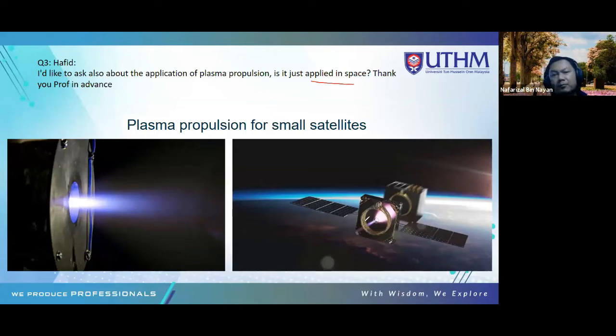So that's why they have proposed this kind of plasma propulsion, because you can produce the plasma by just having the electricity. So how to get the electricity? Of course, they can get it from this kind of solar panel, right? So that's how we can use plasma for this satellite application.